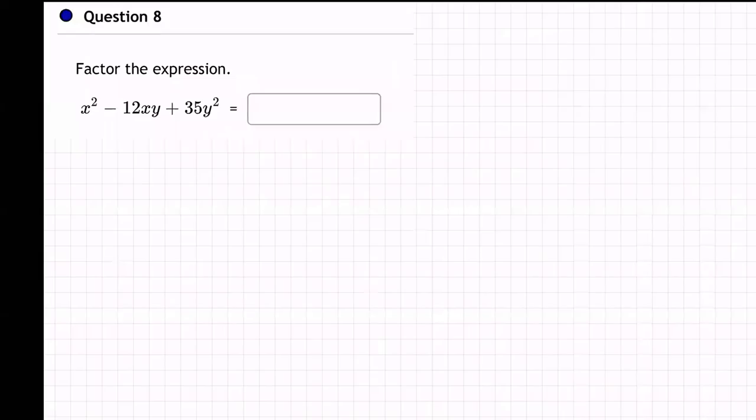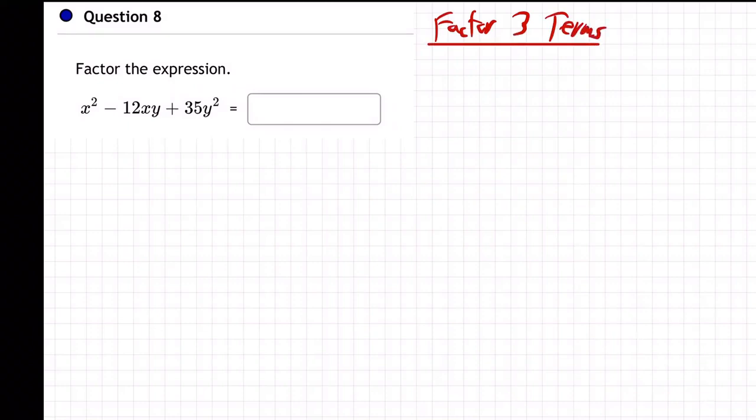Okay, so on this question, we are factoring three terms. So how do we factor three terms? Number one, we have to write two parentheses. And in this case, we have x squared in the front, so we're going to have x's in the front. And we have y squared in the back, so we're going to have y's in the back.